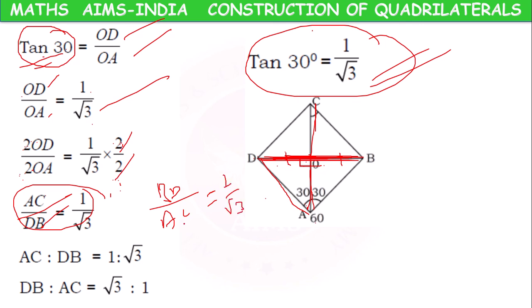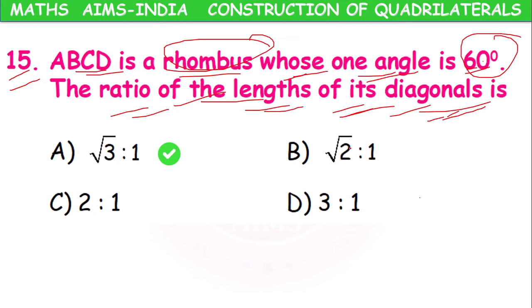So the diagonals are in the ratio 1 is to root 3 or root 3 is to 1. They have not mentioned which diagonal first. They have just asked the diagonals ratio. We can write root 3 is to 1. If there is an option 1 is to root 3, that also might be the correct answer.